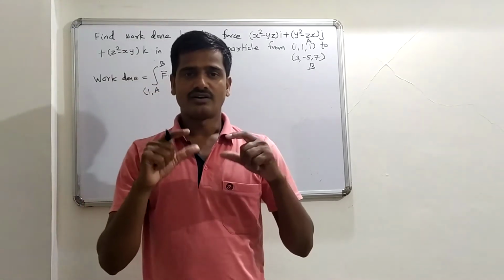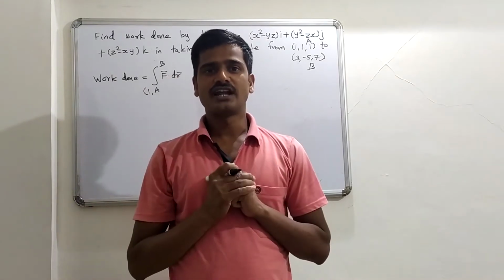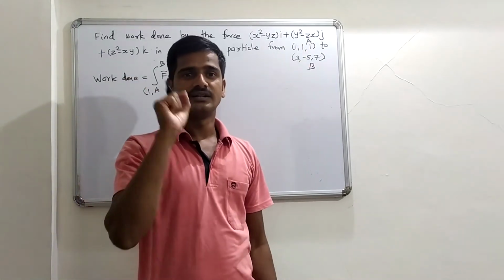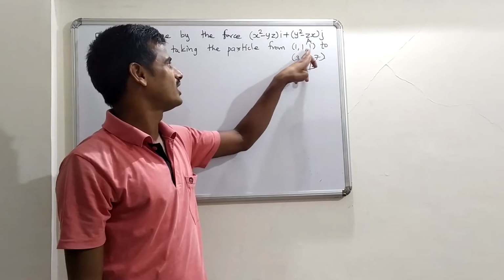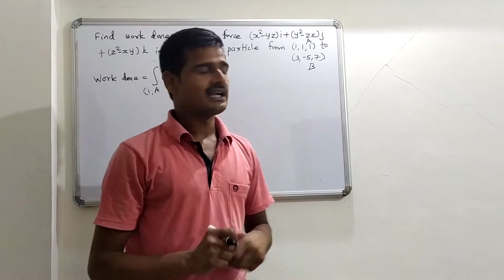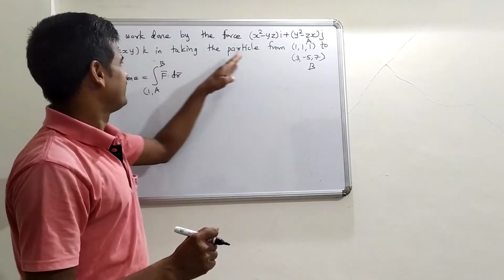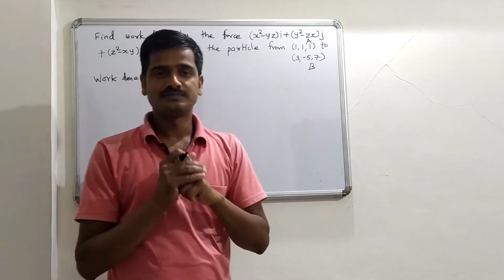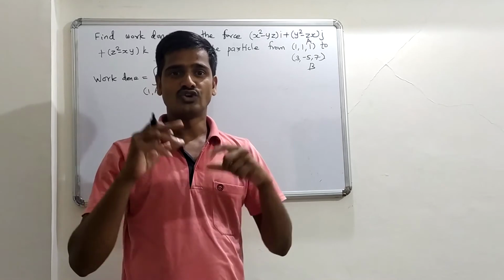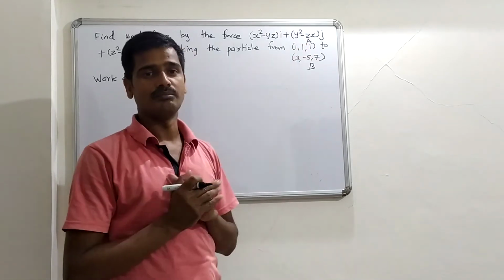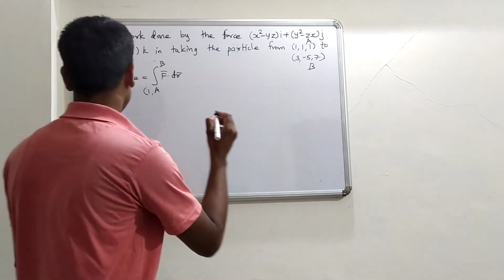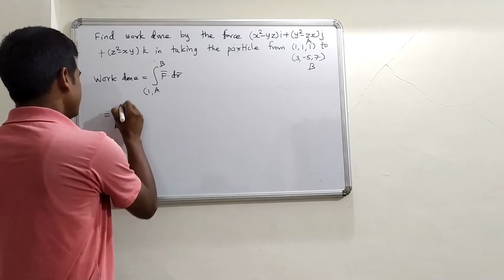Now in this example, they have not mentioned the path, because there are infinitely many paths from this point in space (1, 1, 1) to (3, −5, 7), and they have not mentioned any particular path. It means this line integral is independent of the path joining the two points A and B. It means F bar has to be conservative. So let us proceed further. Work done is equal to the integral from A to B.